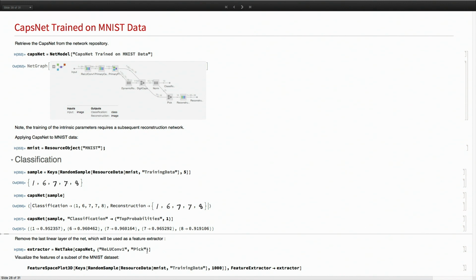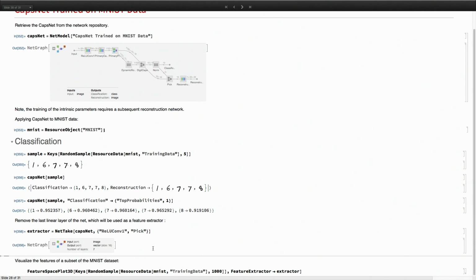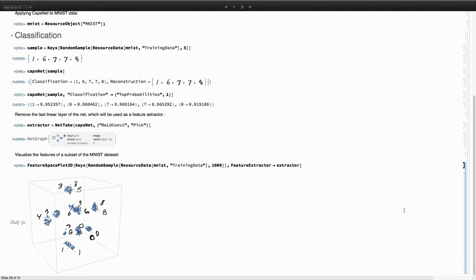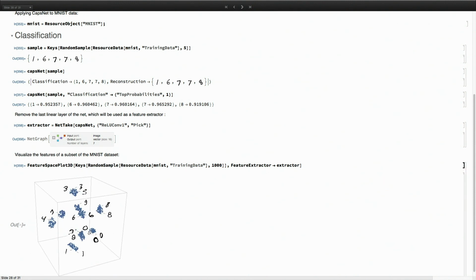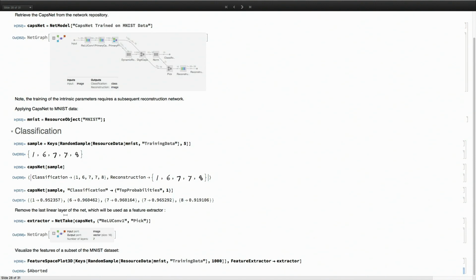Here's a confidence. You can also cut off the rest and then create, just like with a normal CNN, a feature space. Maybe I shouldn't have done this. This takes a little bit long. I'll just cut it here. So this is a three-dimensional feature space, and you see the nice grouping that I have achieved here.